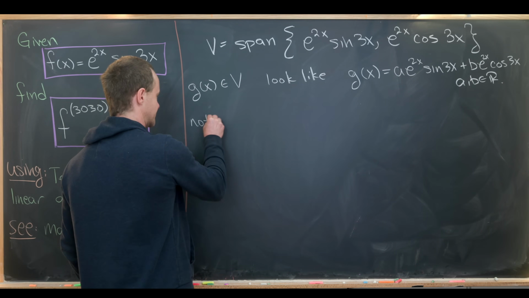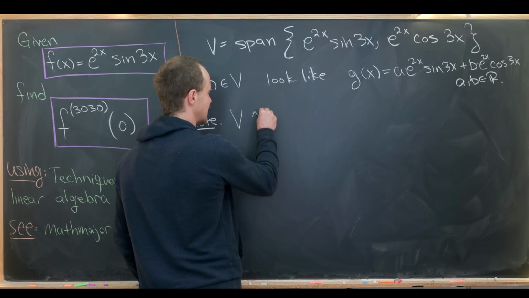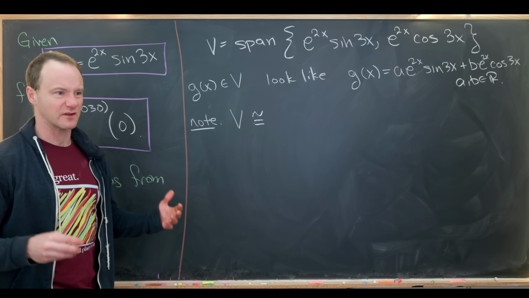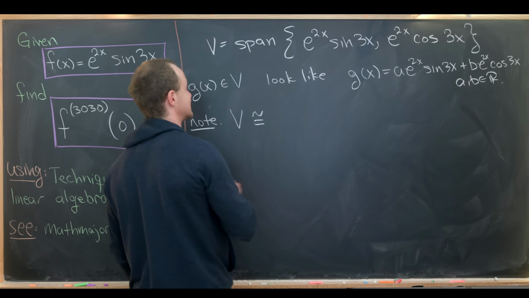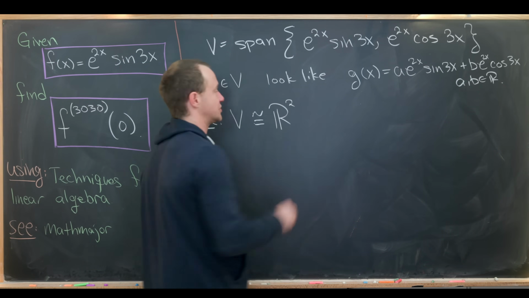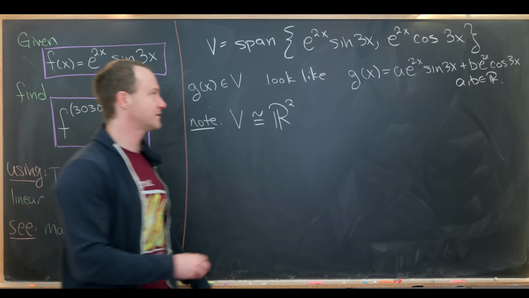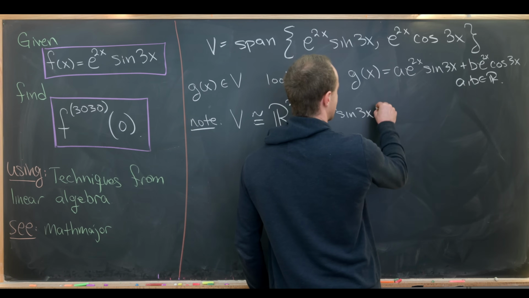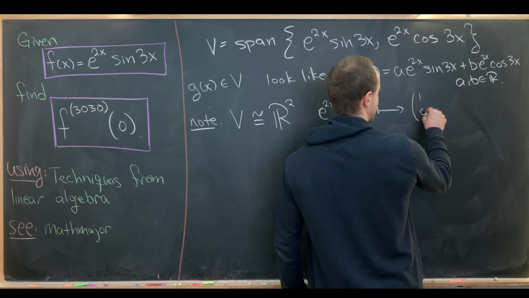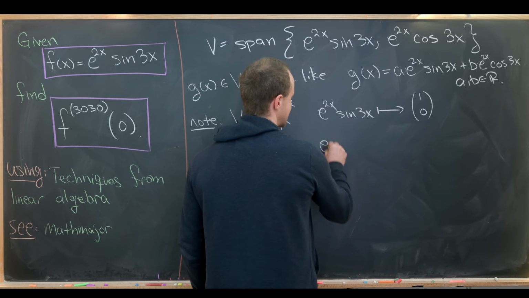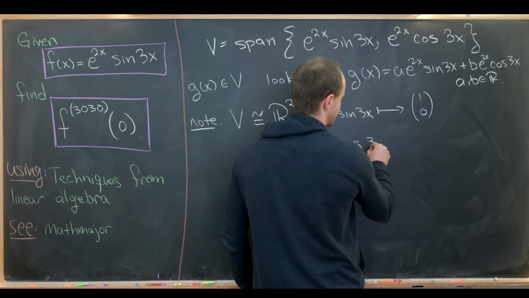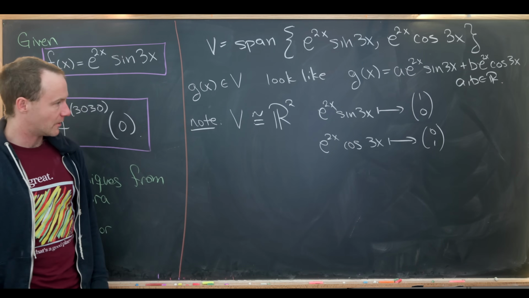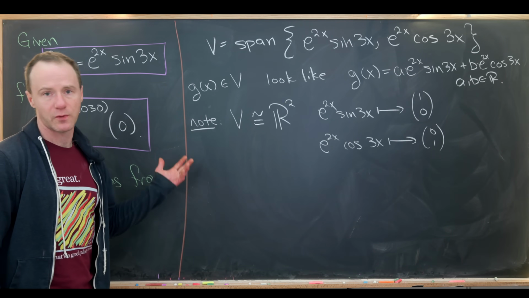So let's put that here. So let's note that V is, as we say in linear algebra, or maybe more particularly in algebra as a whole, isomorphic to R2. And the isomorphism takes e to the 2x times sine 3x and matches it with the vector 1, 0. And it takes e to the 2x cos 3x and matches it with the vector 0, 1. Okay. So what's the point here?